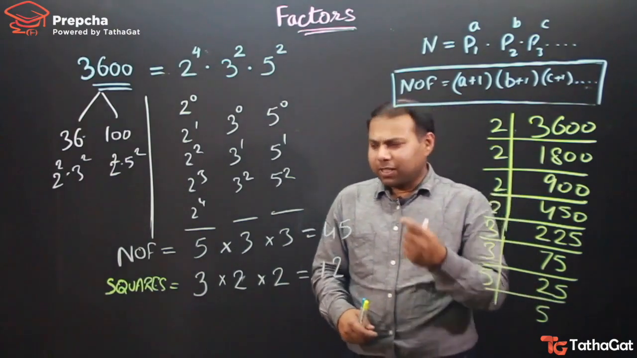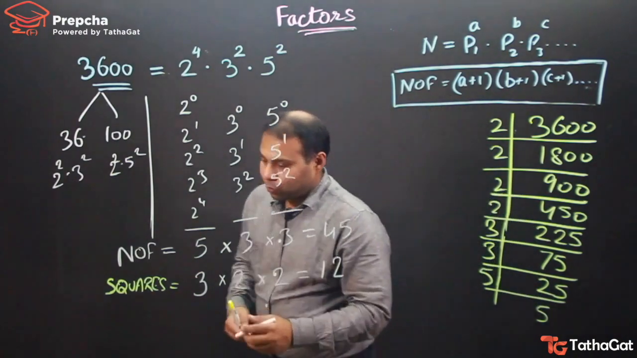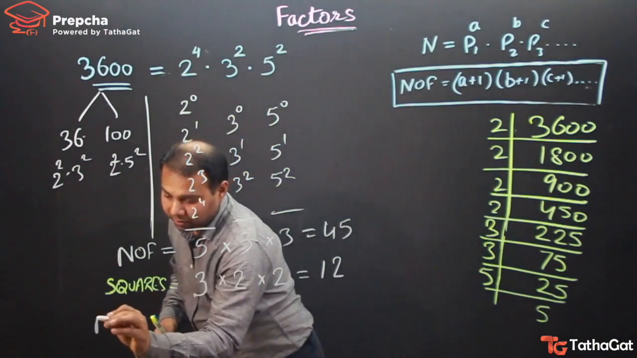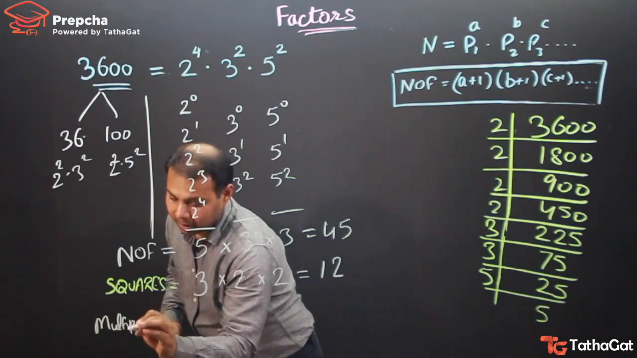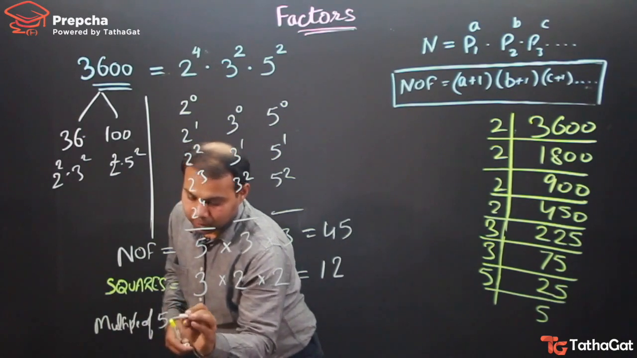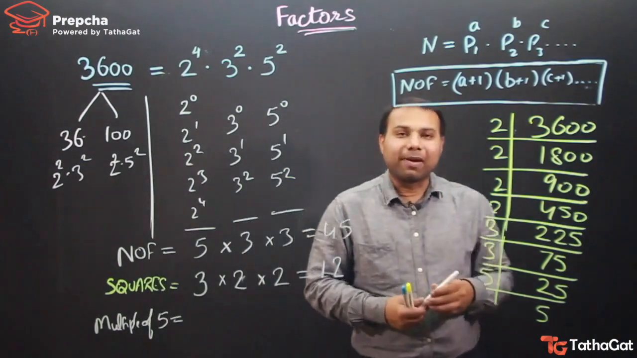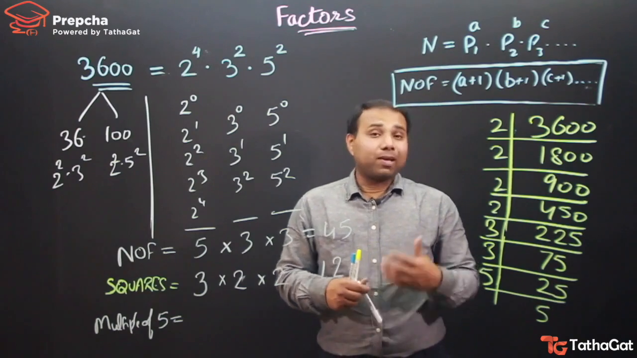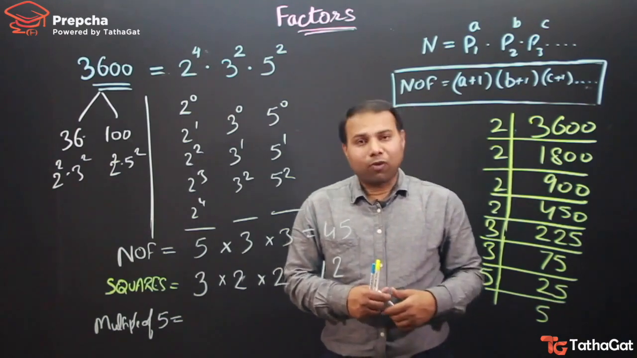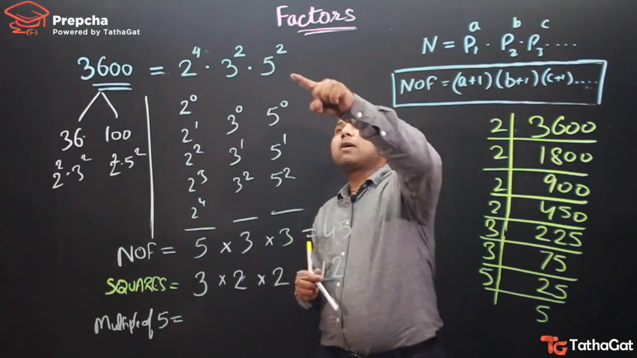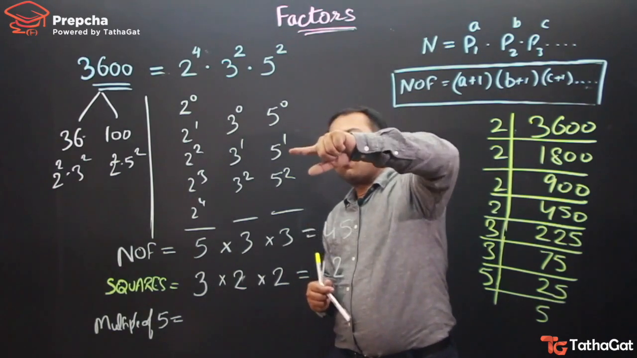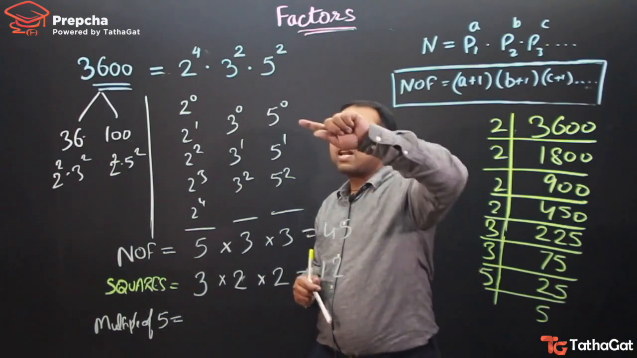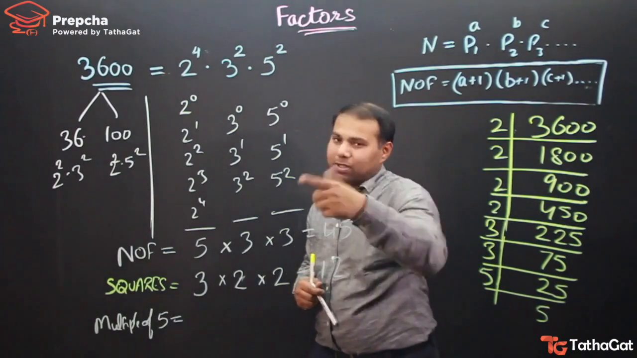I hope it is clear. Let's take one more example. If I want to find out factors of this number which are multiples of 5. So how can I conclude whether a number is a multiple of 5 or not? It's simple. For a number to be a multiple of 5, in its prime factorized form it should have 5 as a factor. Which means among the powers of 5, 5 power 0, 5 power 1 or 5 power 2, my number should contain at least one power of 5. It means I cannot include 5 power 0, all other powers are valid.